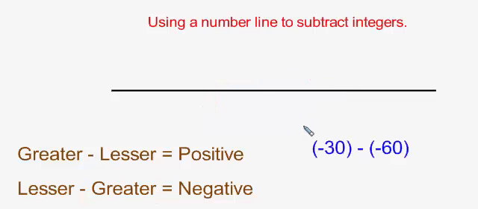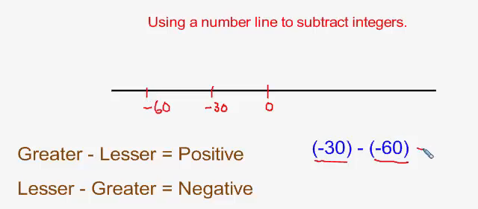To do one more example, this time I have a negative subtract a negative. So to start, I'll put a 0 somewhere on my number line. Negative 30 would be 30 units to the left of 0, so here's negative 30. Negative 60 is my second integer that I'm subtracting. This was my first, and I'm subtracting this integer. Negative 60 by definition is 60 units to the left of 0. The fact that it's negative means left, and the fact that it's 60 instead of 30 means it's going to be farther away from 0, so I need to put it over here.